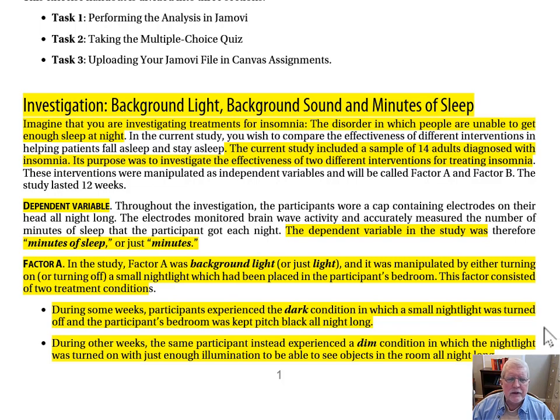During some weeks, participants experienced the dark condition, in which a small nightlight was turned off and the participant's bedroom was kept pitch black all night long. During other weeks, the same participant instead experienced the dim condition, in which the nightlight was turned on with just enough illumination to be able to see objects in the room all night long.